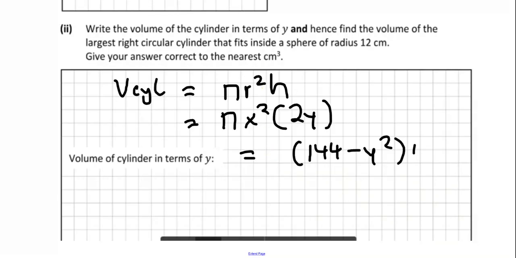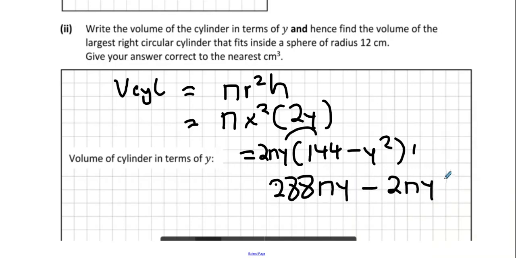Now I'm going to multiply that out. 288 pi y minus 2 pi y cubed. Is that okay? Volume of cylinder in terms of y. Done. What does it want from me now?